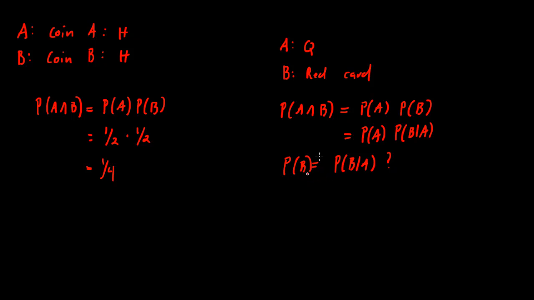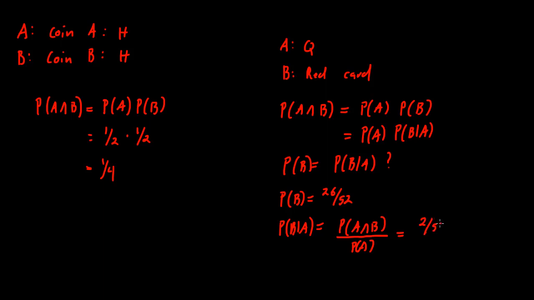The probability of B is that we draw a red card. We know the probability of B is equal to 26 over 52, since there are 26 red cards in our deck of 52. Then the probability of B given A is equal to the probability of A intersect B divided by the probability of A. The probability of A intersect B is how many queens are also red cards. There are only two queens in our deck of 52 that are red, so we can say 2 over 52.